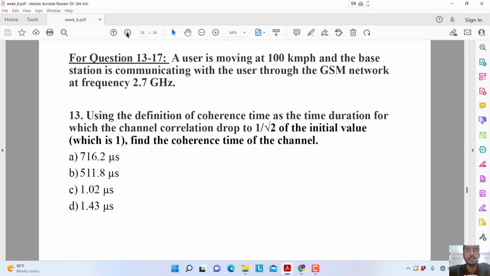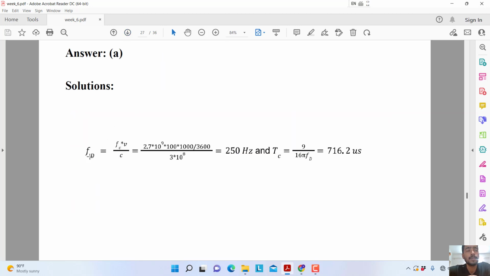Okay. Next we see the explanation of this question. Firstly, we calculate the FD. FC is given as 5.7 gigahertz. V is already given, and C is given as 3 into 10 power 8. From there, we are getting the FD. FD is coming at 250 hertz.